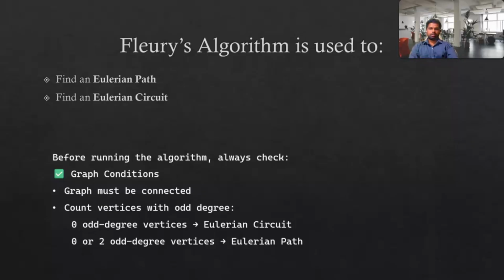Before running the algorithm, always check graph conditions. The graph must be connected. Count vertices with odd degree. Zero odd degree vertices means it can have an Eulerian circuit. Zero or two odd degree vertices means it can have an Euler path. Every Eulerian circuit is an Eulerian path.